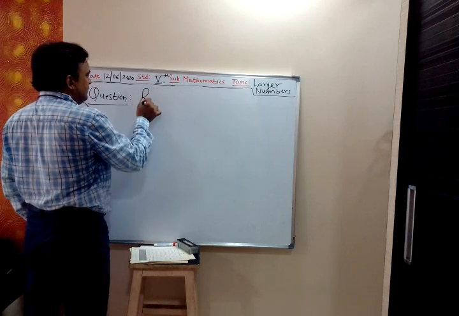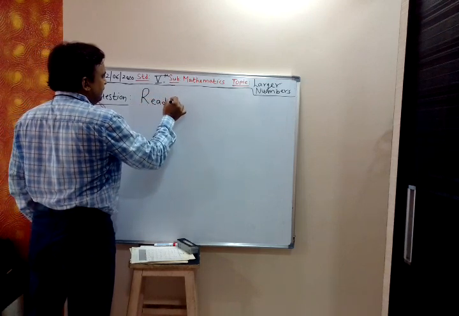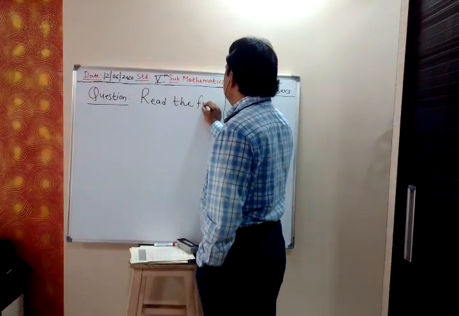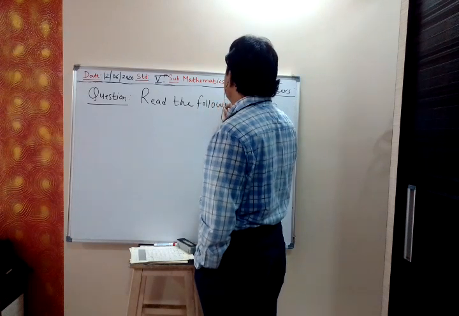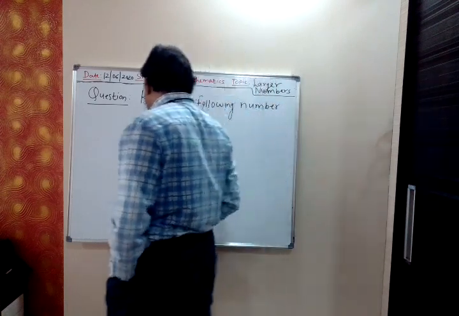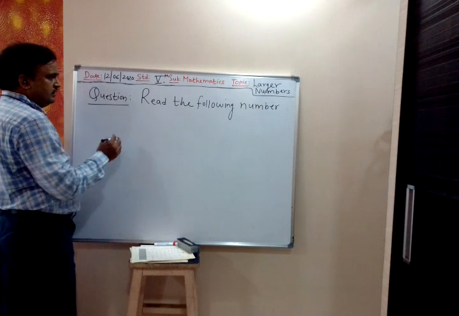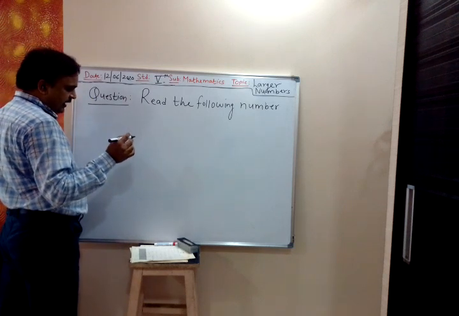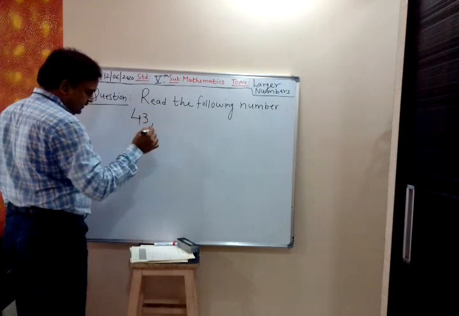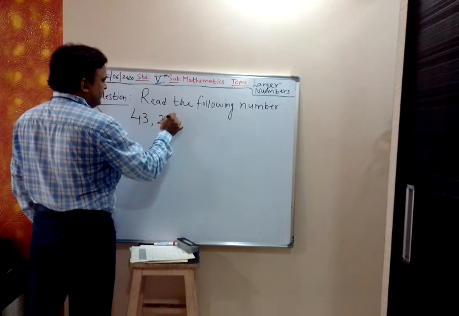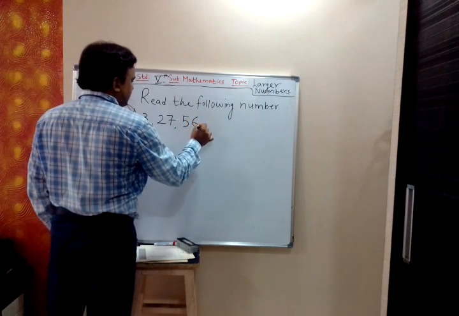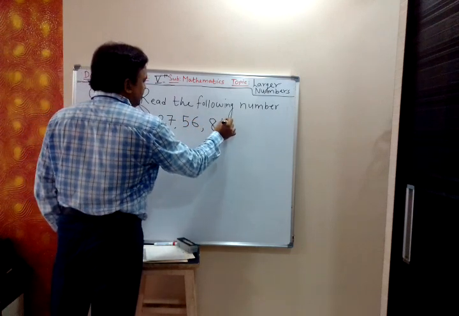Read the following number. Write in maths notebook. Read the following number 43,27,56,819. This number is given.